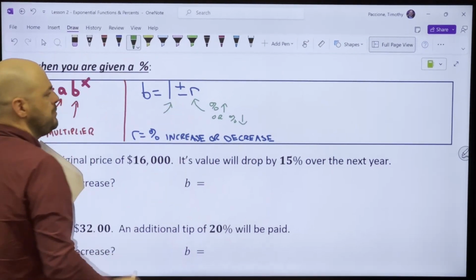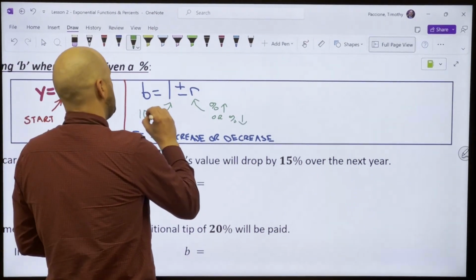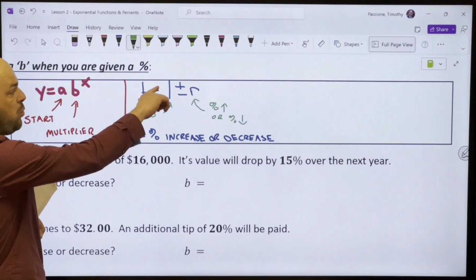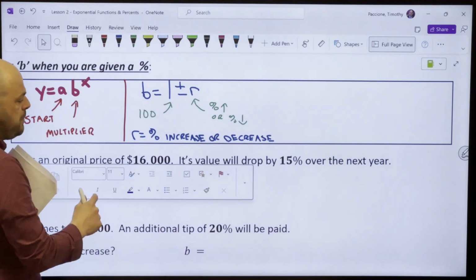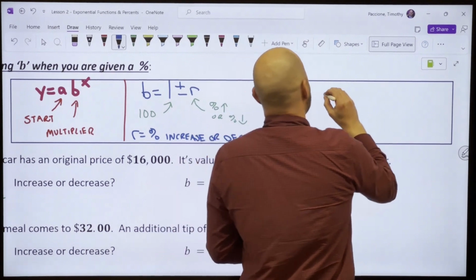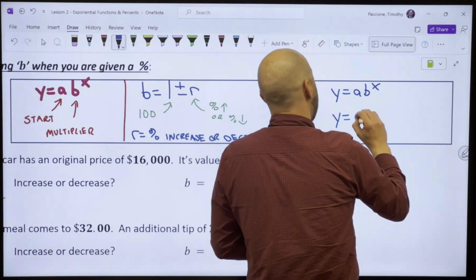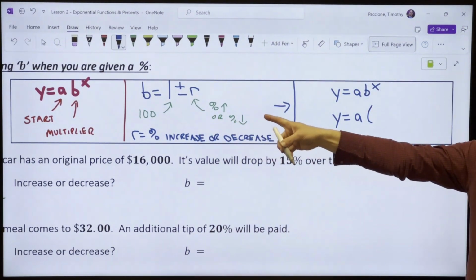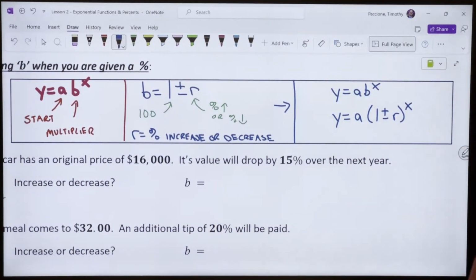What does the 1 represent? 100%, right? Think about what we did on the last page. We had up by 30%, so we did 1 plus 0.3, which is 1.3, right? This is just skipping right to it, okay? So because of that, our formula becomes, instead of y equals ab to the x, y equals a times, what do we replace b with? 1 plus or minus r to the x. Okay? So we find our b by using our percentage.